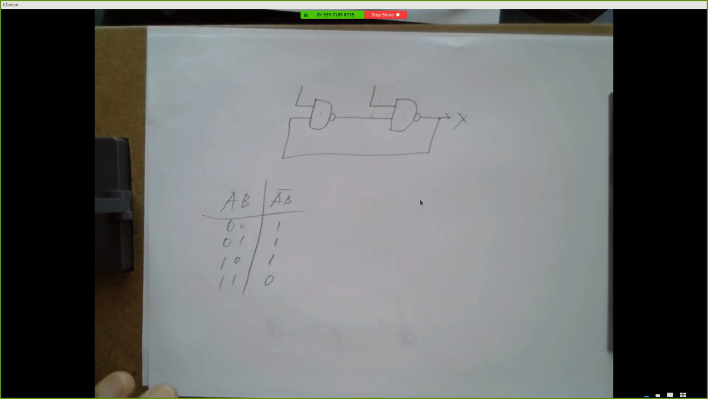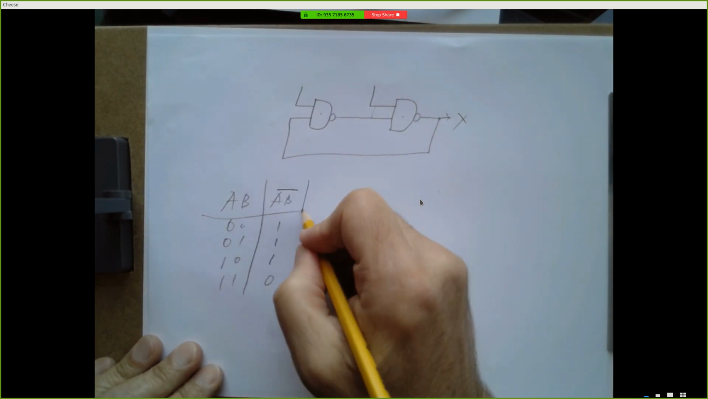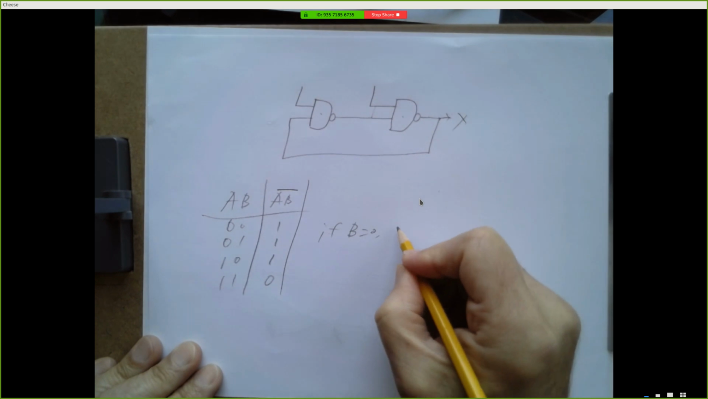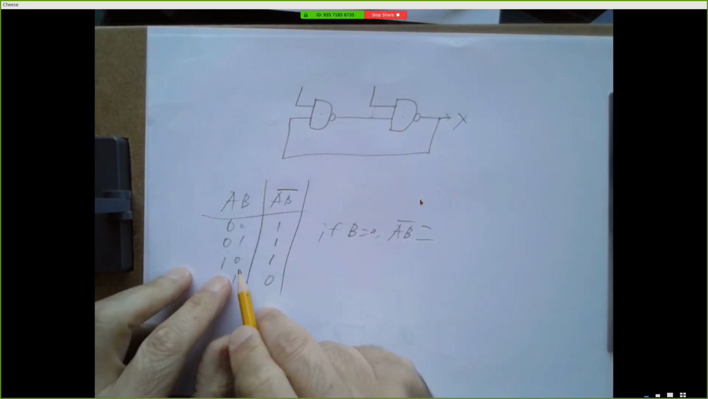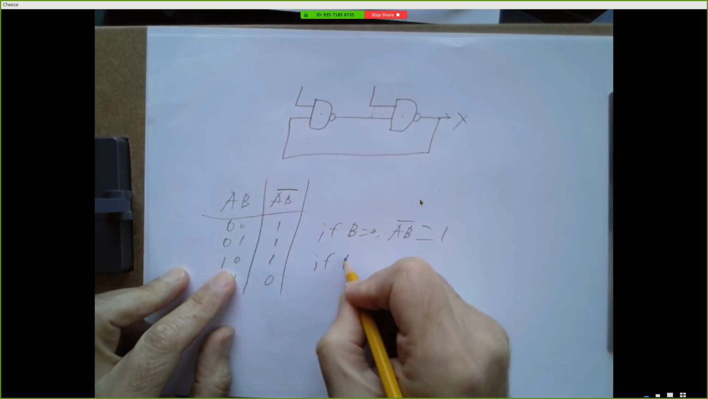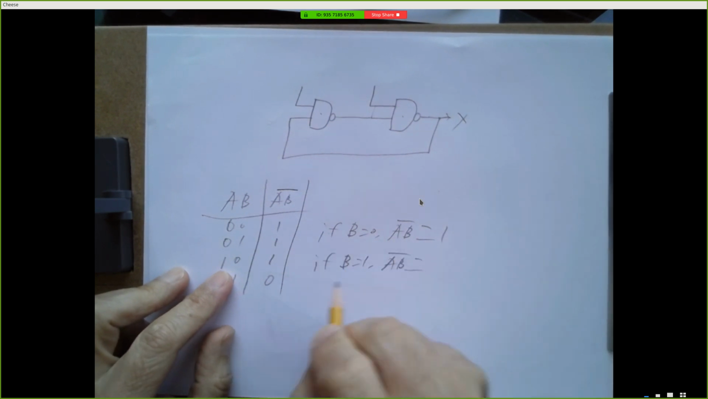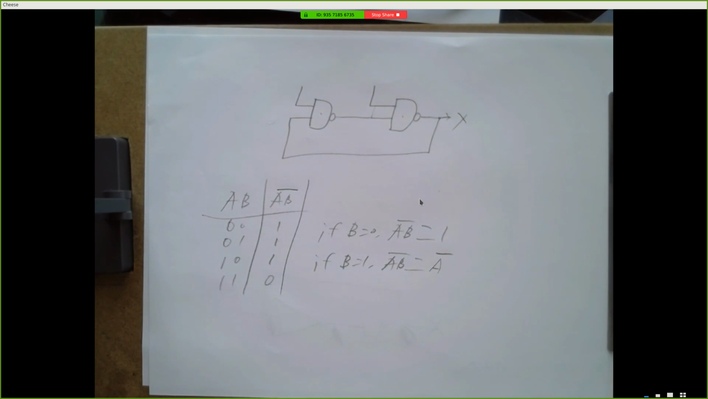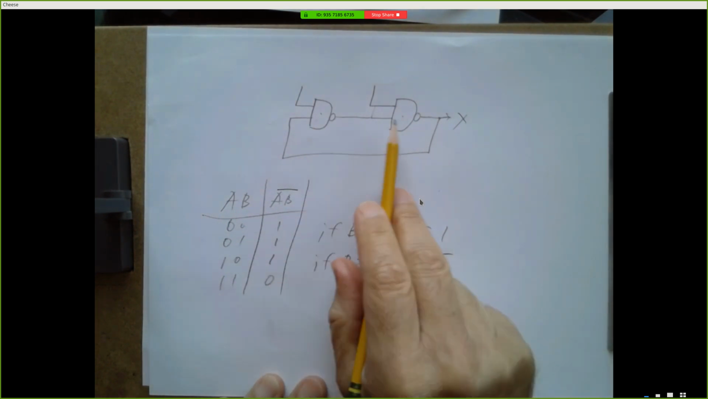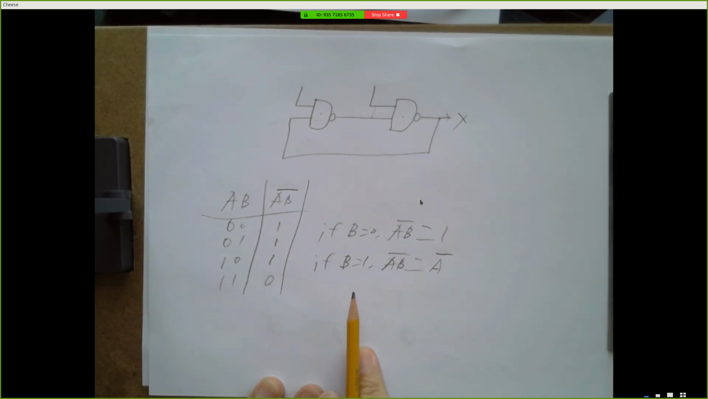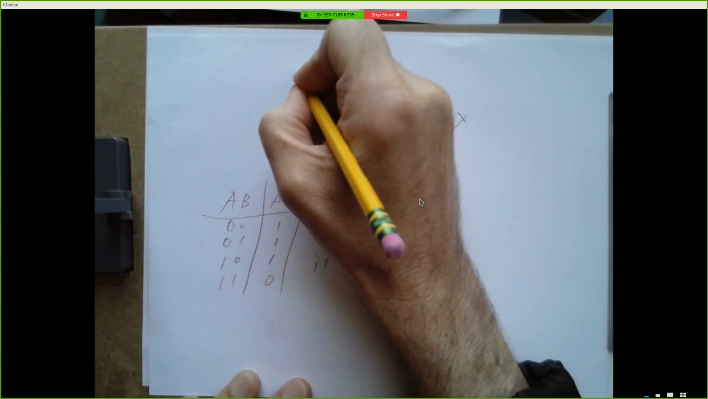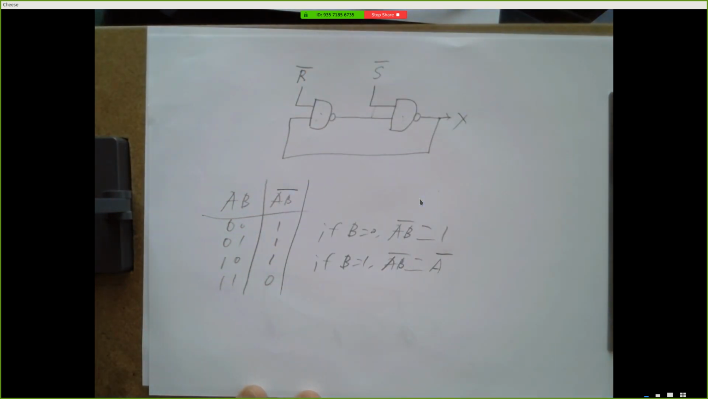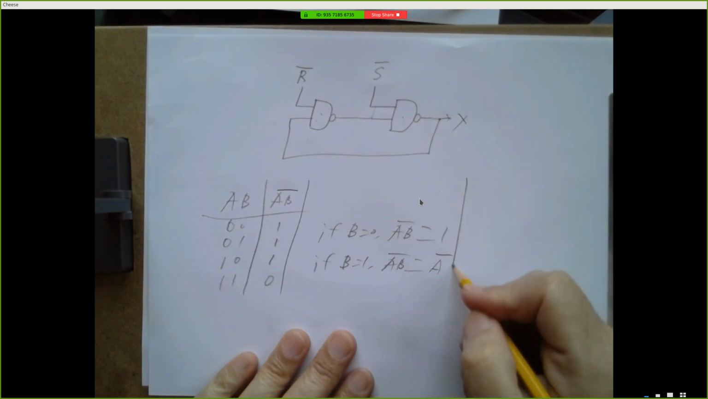Well, we can think of a NAND gate differently, right? We can also think of it as if B equals 0, then the NAND gate is always outputting a 1. If B equals 1, then the NAND gate is outputting the opposite of A. So we can make these things act like inverters by putting a 1 into one of the inputs. So let me call this input S bar, and let me call this input R bar. And let's look at what this circuit does.